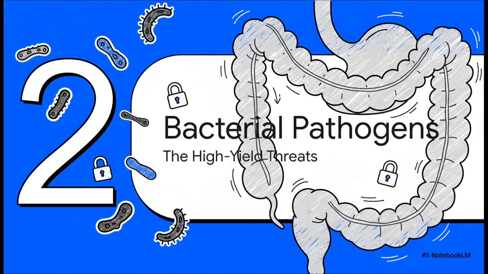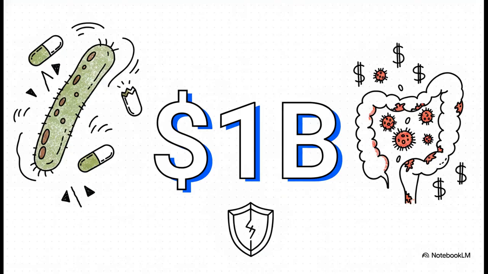Moving right along to Section 2, Major Bacterial GI Pathogens. Let's take a look at the really high-yield threats of the GI tract. I want you to just let that massive number sink in for a second. $1 billion. That is the estimated excess healthcare cost caused by Clostridioides difficile, or C. diff, in a single year.